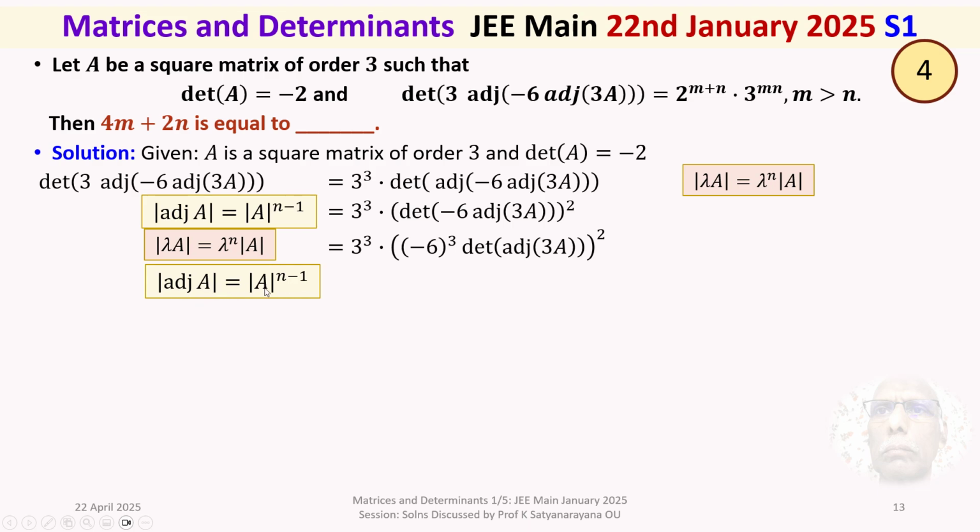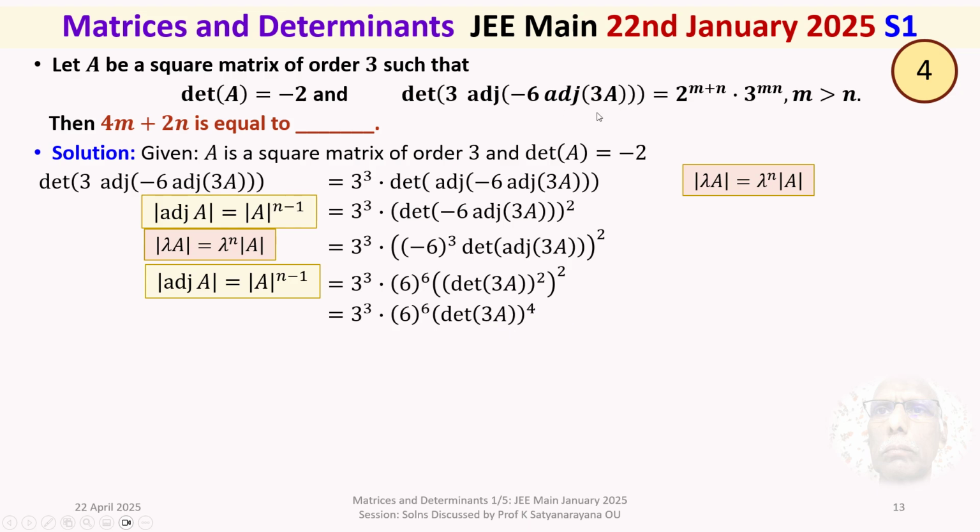And now determinant of adjoint of A is determinant of A to the power of n minus 1, so for determinant of adjoint of 3A you can apply that. So 3 cube, and minus 6 whole cube whole square, 6 to the power of 6, into determinant of 3A whole square, and then square, under the square it is happening, because n is 3 minus 1. And that is equal to 3 cube into 6 to the power of 6 into determinant of 3A square and square, that is to the power of 4.